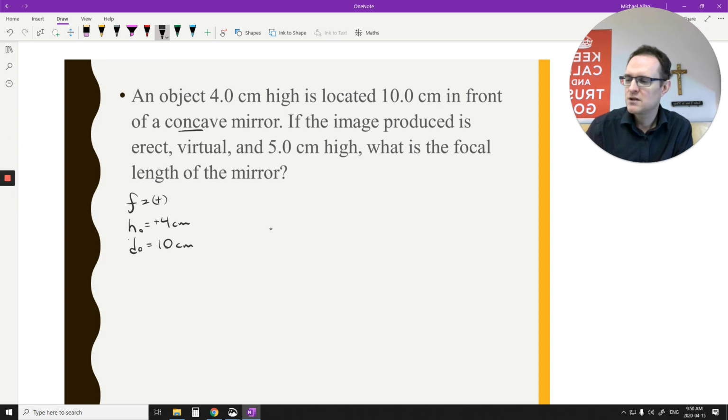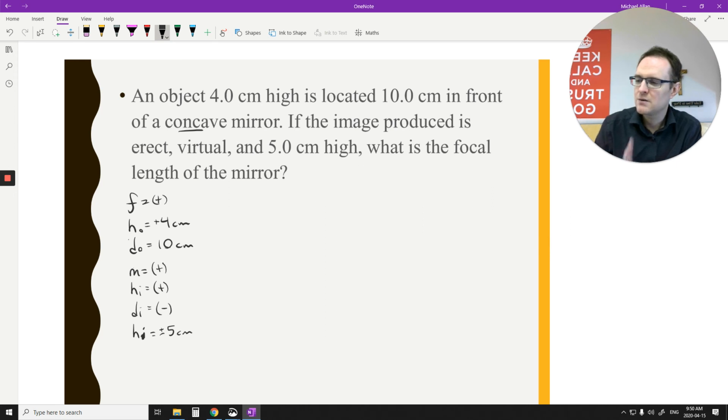If the image is erect, so they're telling me that my magnification is positive. They're also telling me my HI is positive. If it's virtual, so they're telling me that my DI is negative, but I don't know the number. And the HI is 5 centimeters high, but they're not telling me about the sign, the plus or minus. I'll have to deal with that later on. What is the focal length of this mirror?